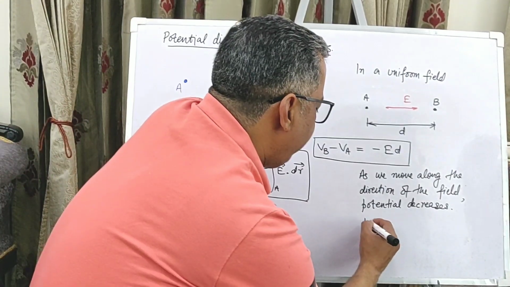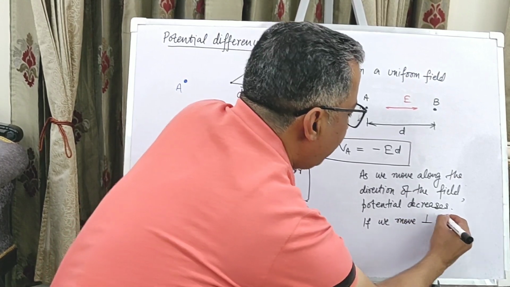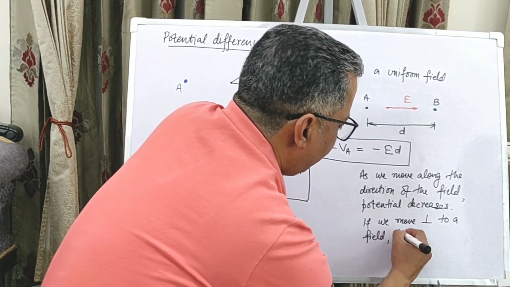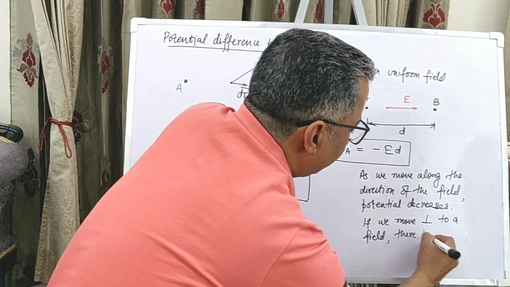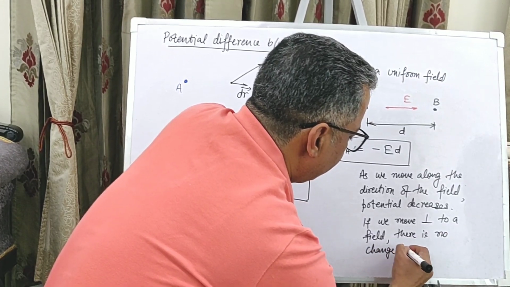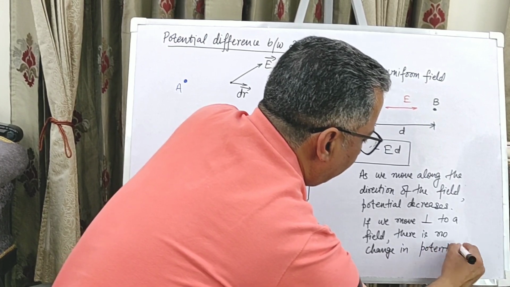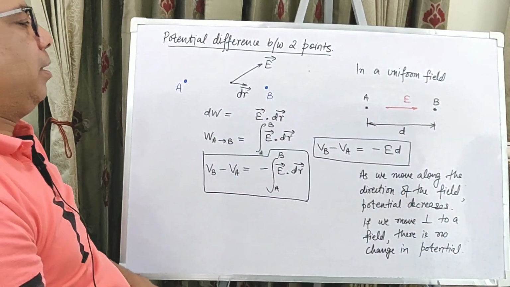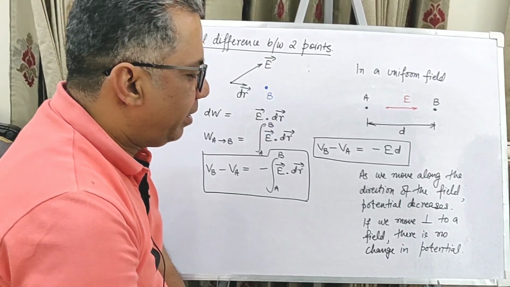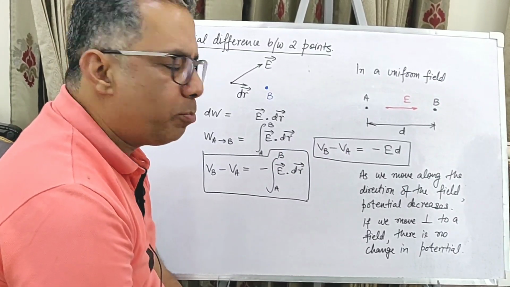Similarly, if we move perpendicular to a field, there is no change in potential. So this is how we define the difference between potentials at 2 points.